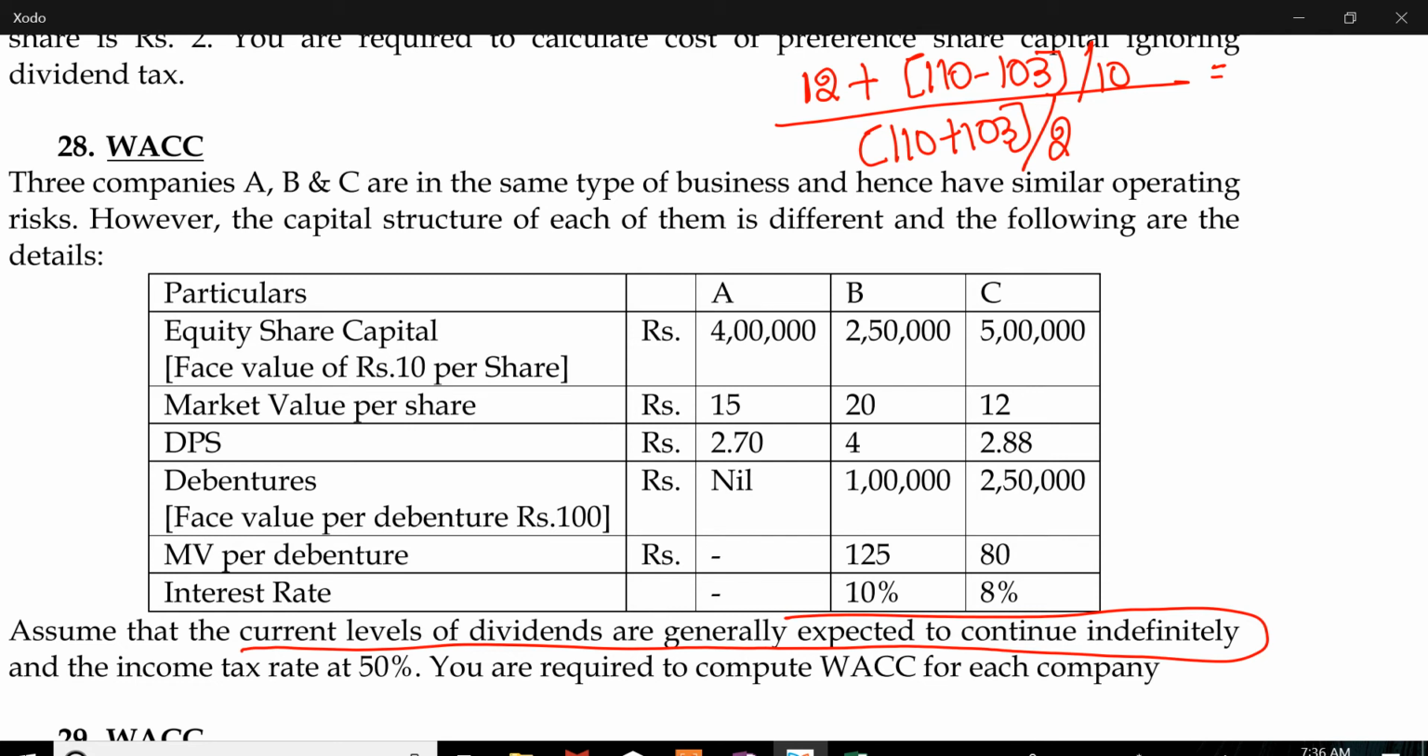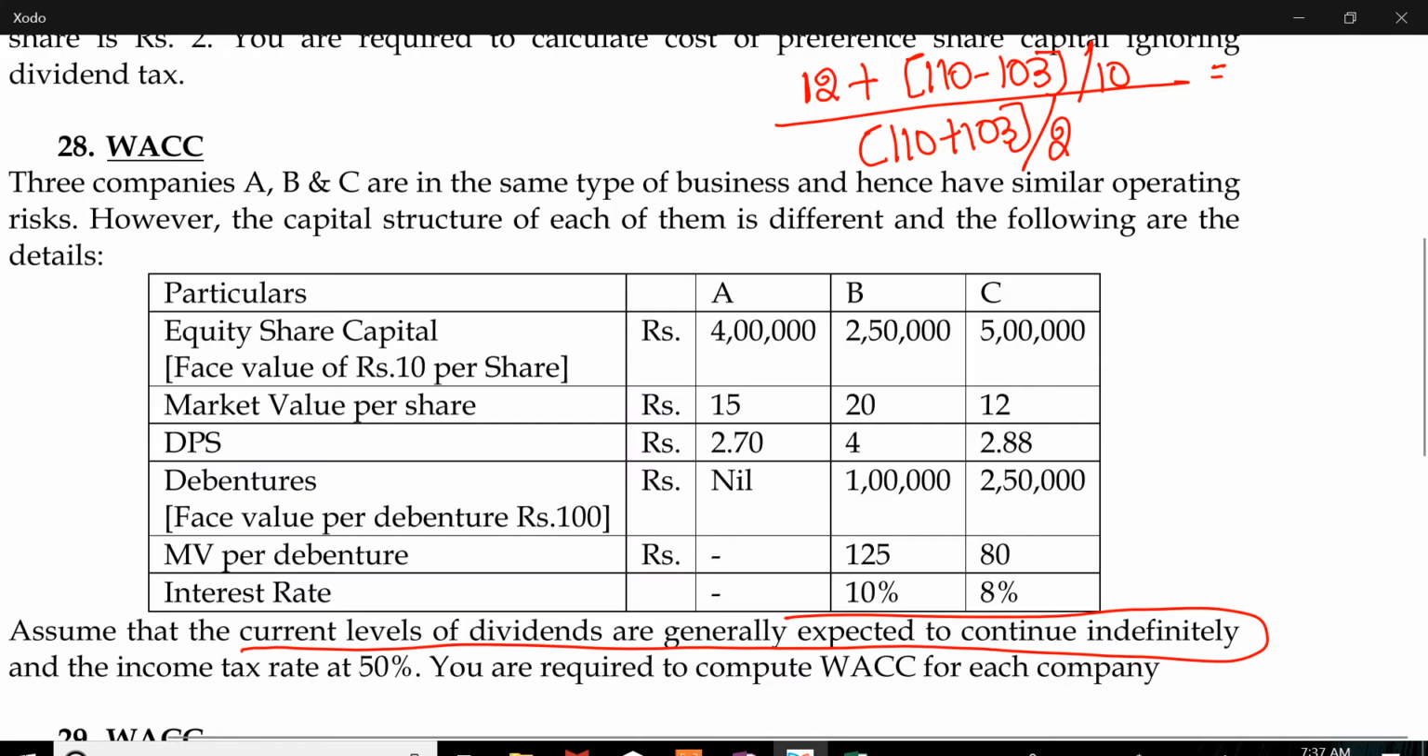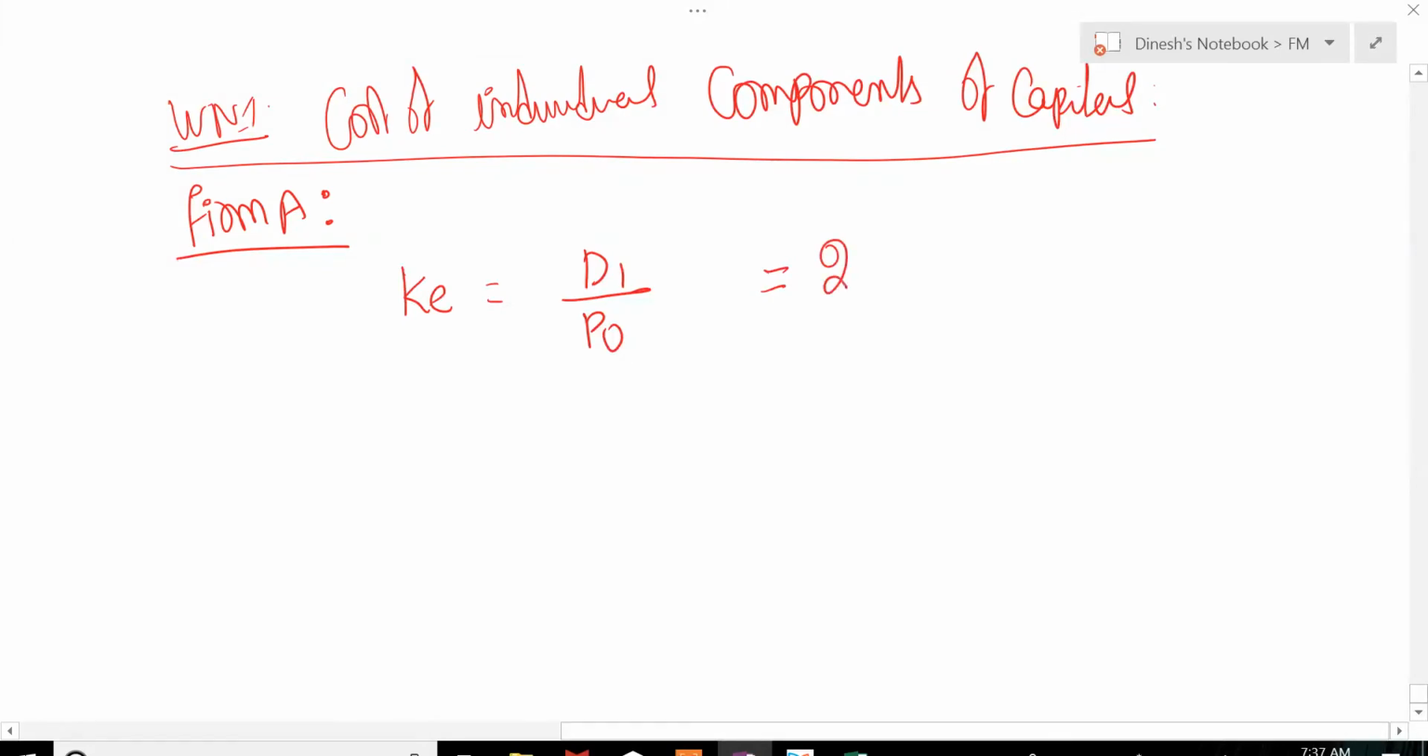The rules remain exactly the same as what we have done earlier. I am not going to change them. I'll continue to be doing the same thing. So let's write firm A below. KE equal to D1 by P0. I'm not adding any growth part, no flotation cost information. So I'm just writing D1 by P0. What is the dividend they have mentioned? DPS means dividend per share. Your DPS is 2.7. Market price 15 into 100.